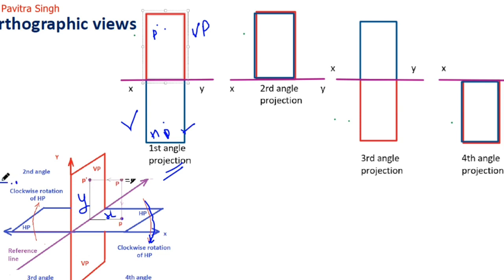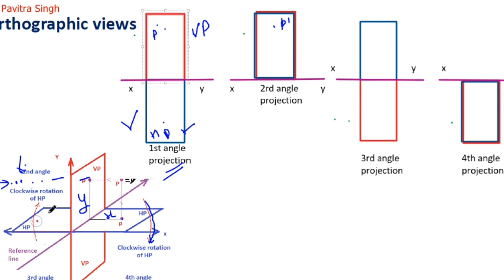Okay, so top view will be here, and the front view will be above the xy line. So this is point P dash, this is point P. So this is the projection of this point in case of the first angle projection. So this was the first angle projection representation.